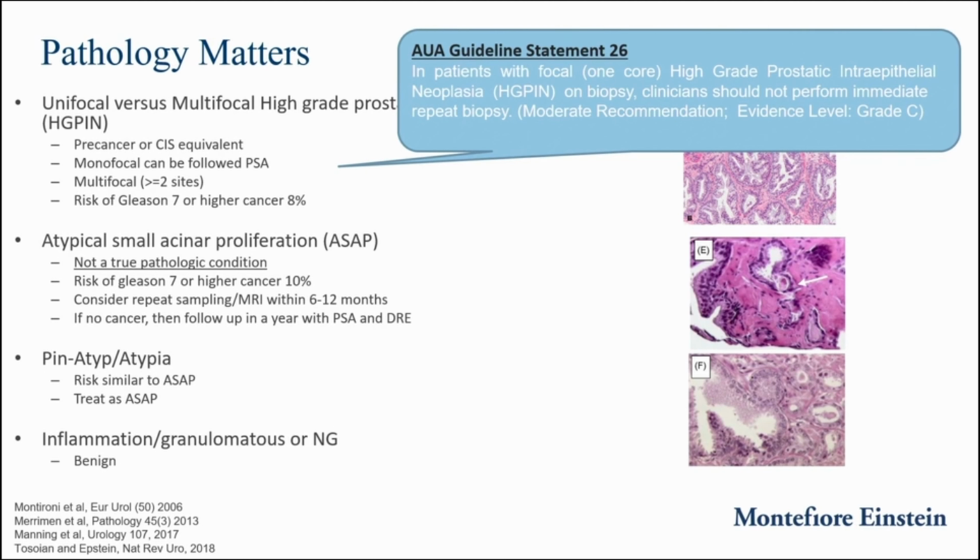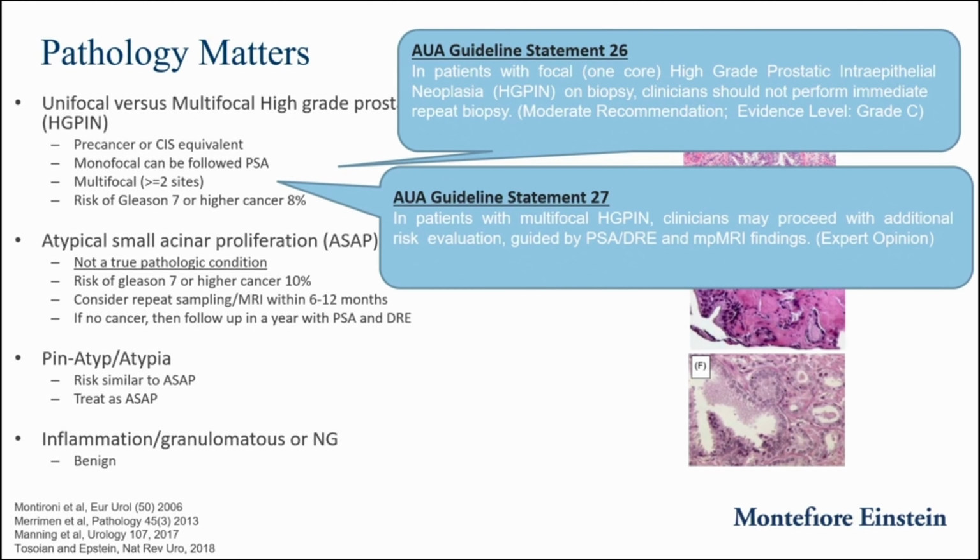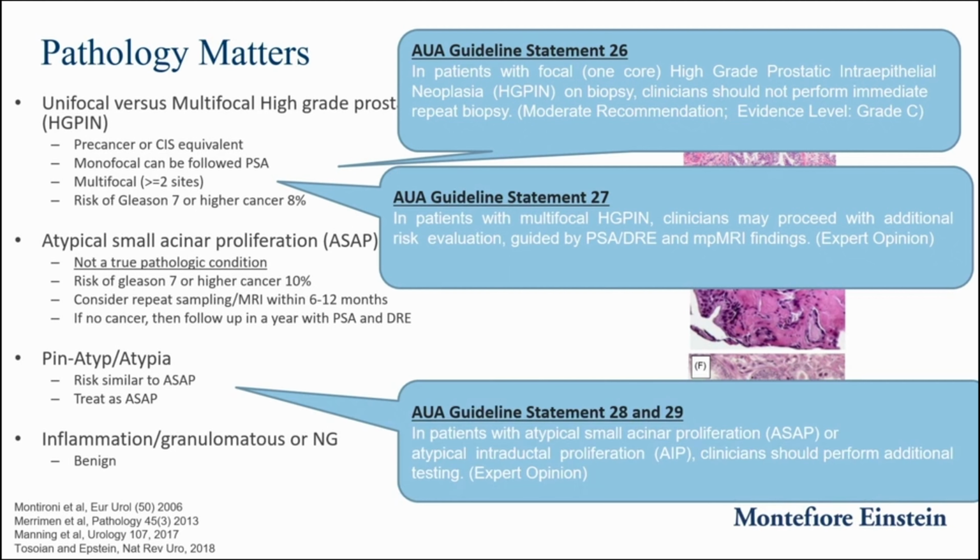For ASAP, this is not cancer, but the risk of Gleason 7 or higher is about 10%. And so consider your repeat sampling or an MRI within 6 to 12 months. And then if nothing on the repeat, then continue your normal screening and surveillance. PIN or atypia has a very similar risk profile to ASAP. And inflammation and granulomatous changes are benign.